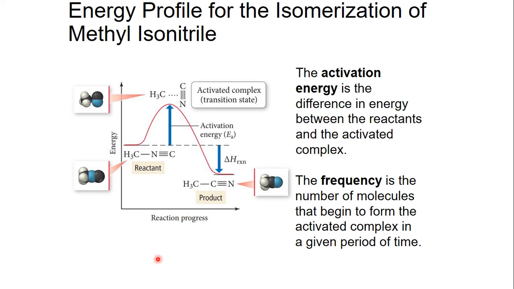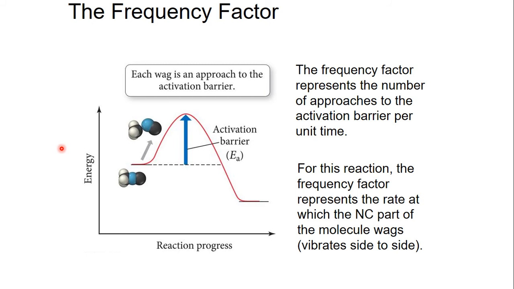And we also have frequency. The idea of frequency is how many molecules will make it up this hump in a given time period, right? And that's what we call the frequency factor. It's every time we make an attempt to go up that hill, we add another count to our frequency. And for this reaction, this reaction starts with this N moving upward. So every time that happens in our molecule, that is added to our frequency. How many times this reaction attempts to happen over a given period of time.